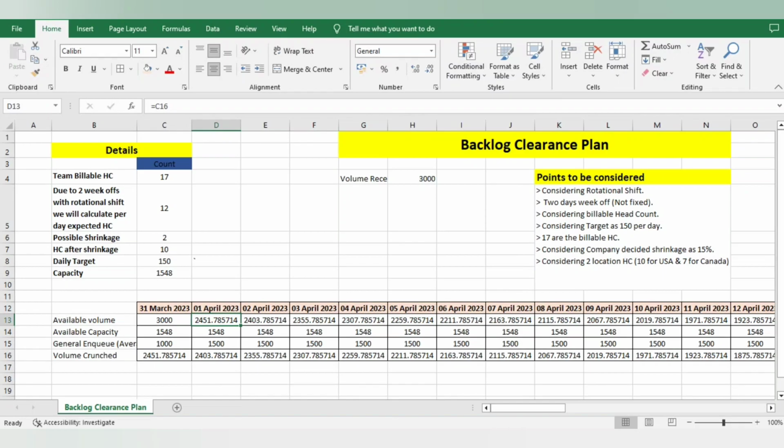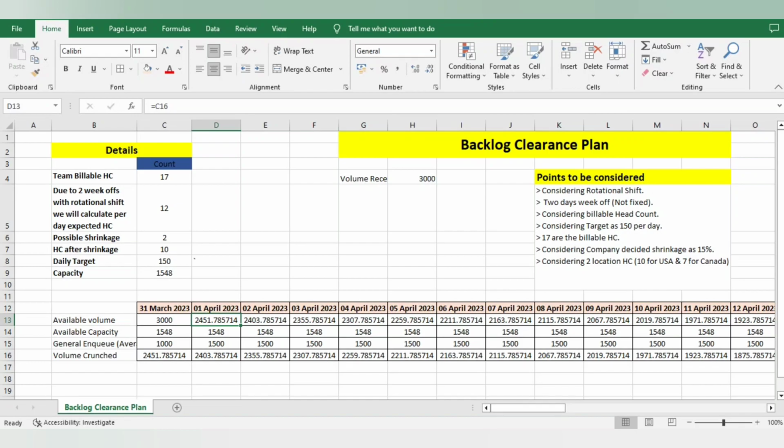Now, on a sudden basis, if we are getting volume above the capacity, for example, on a daily basis we can only clear volume around 1000, but we got a volume around 3000. How can we crunch that? Your manager will ask you what is the backlog clearance plan for this, and in what period of time you require to clear that particular backlog on the basis of the current headcount you have right now. How can we do this? Let's understand with an example.